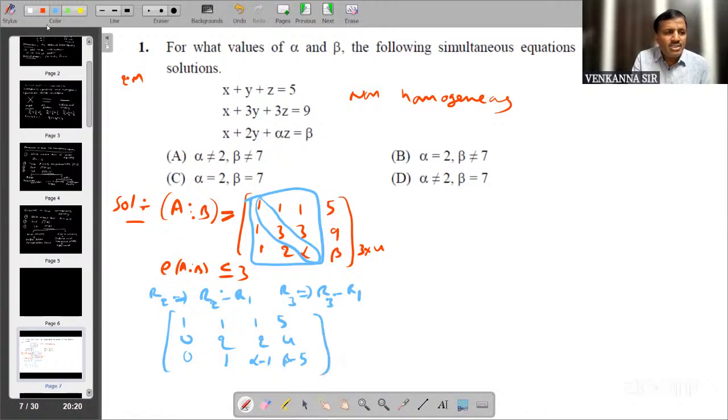Coming to the next. What is the next one here? This 2 also we have to reduce. The second row is divisible by 2, so R2 implies R2 by 2. The first row is 1, 1, 1, 5. Is the screen clear for all of you? The screen is appearing clear. This is 0, 1, 1, 2, as R2 is divided by 2. Then 0, 1, alpha minus 1, beta minus 5.